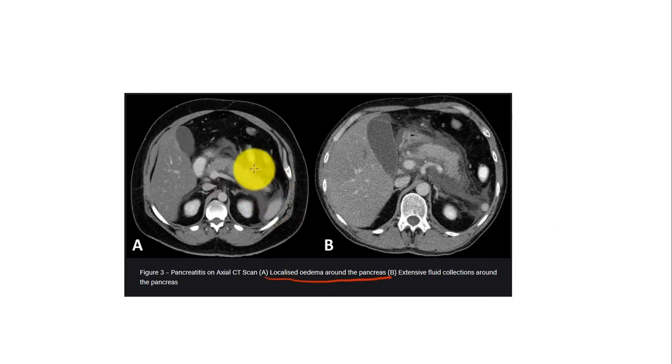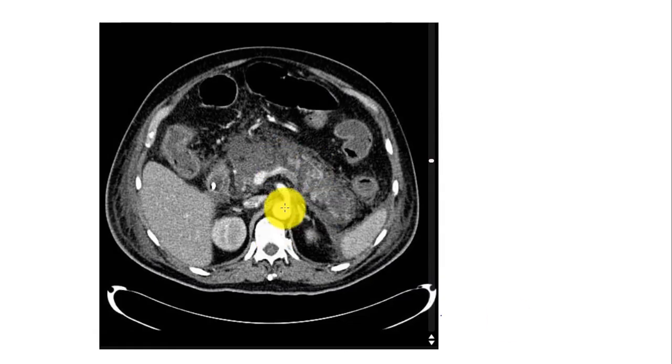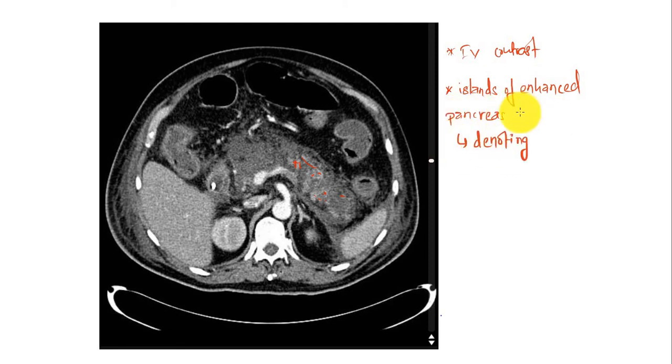Here you can see localized edema around the pancreas and excessive fluid collections around the pancreas. This is a CT scan with IV contrast. Here we can see the enhanced portion, islands of enhanced portions, and very little enhanced portions, denoting necrosis of the rest of the pancreas.